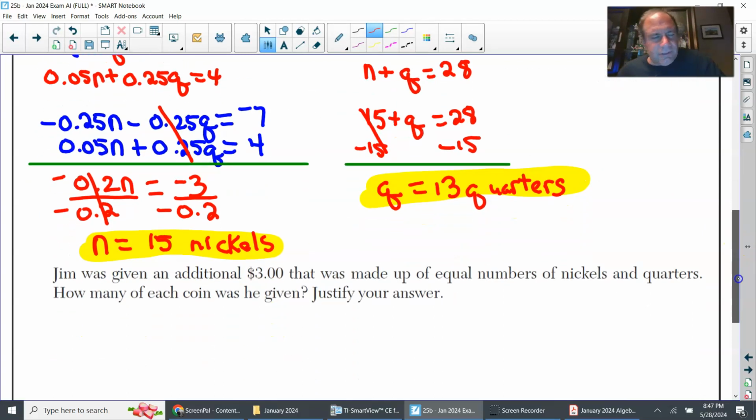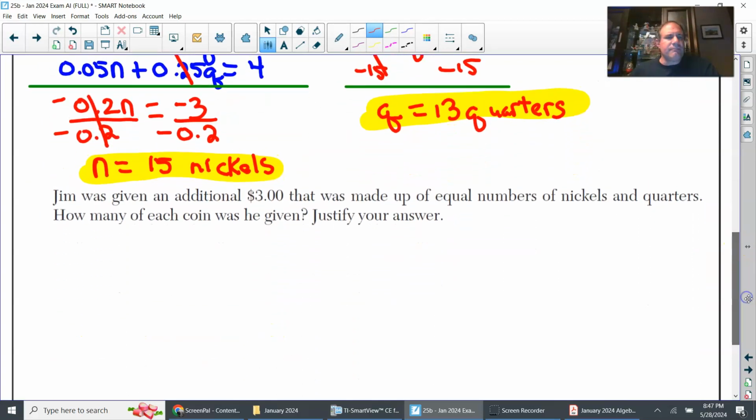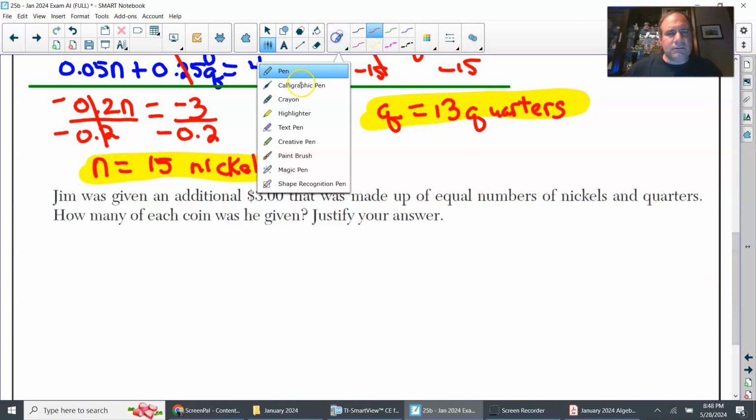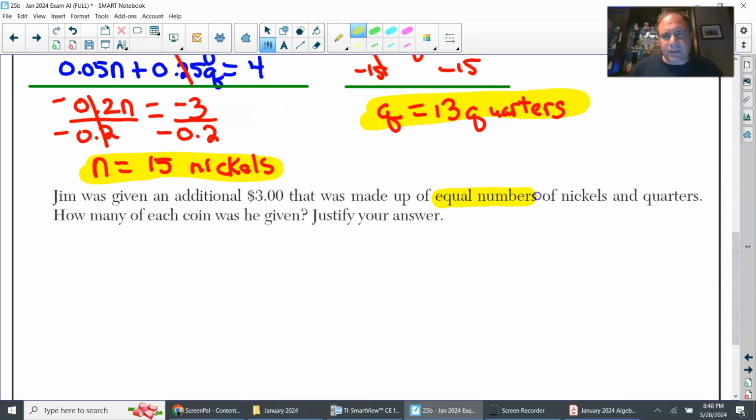All right, that's not it, because this is a really big question. Jim was given an additional $3 made up of equal numbers of nickels and quarters. How much of each coin was he given? Justify your answer.